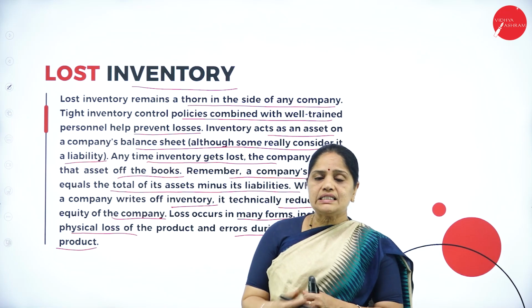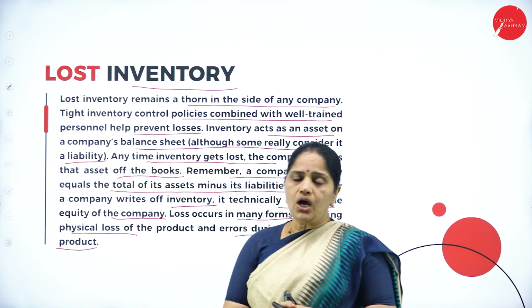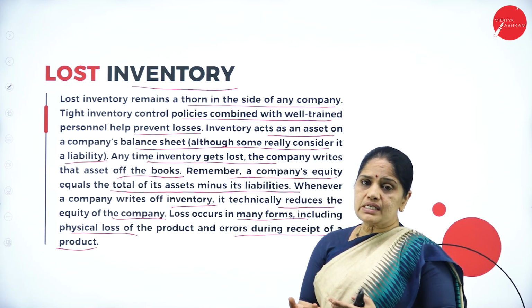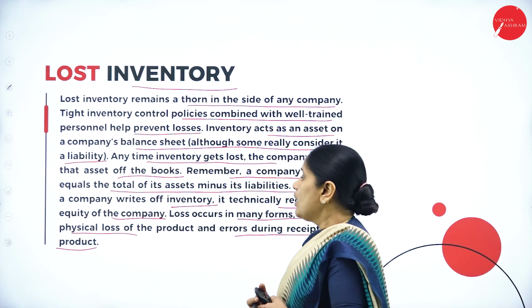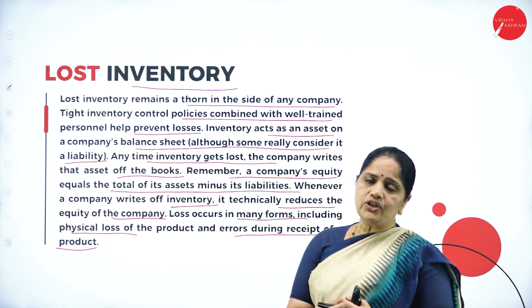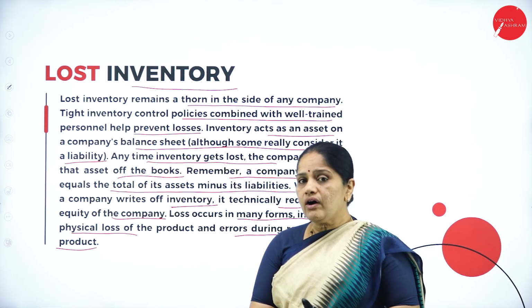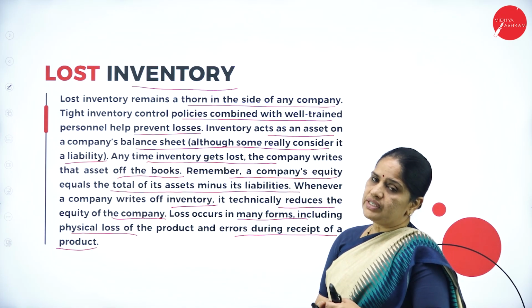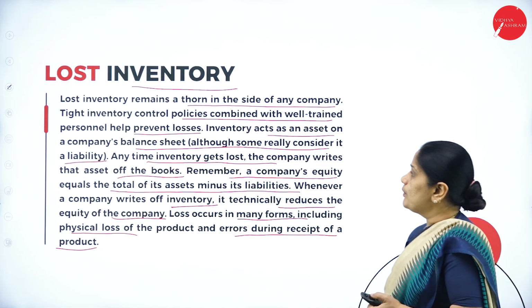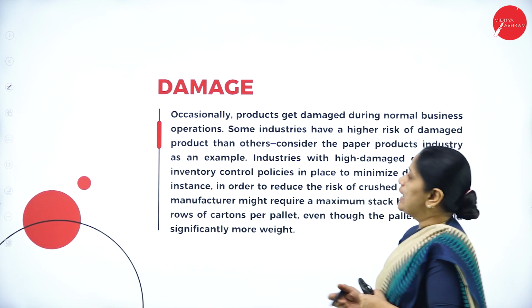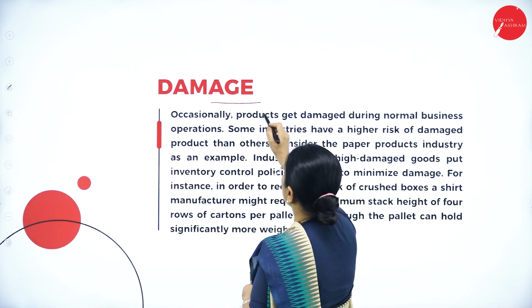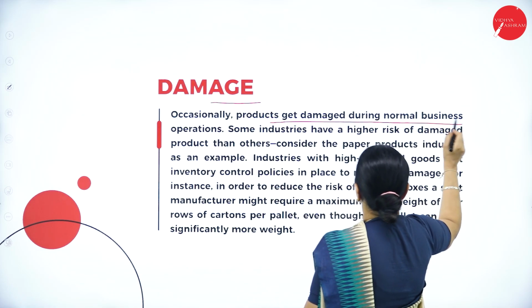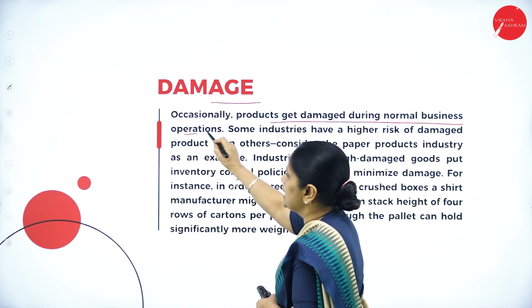Now, how do we get the loss in a product? So, loss occurs when there is a physical loss in the product. And the next one is when you are taking the delivery of goods, you may miss out on some items, as a result of which there may be a loss of the product. Then, the next one is the damage. Occasionally, products get damaged during normal business operations.